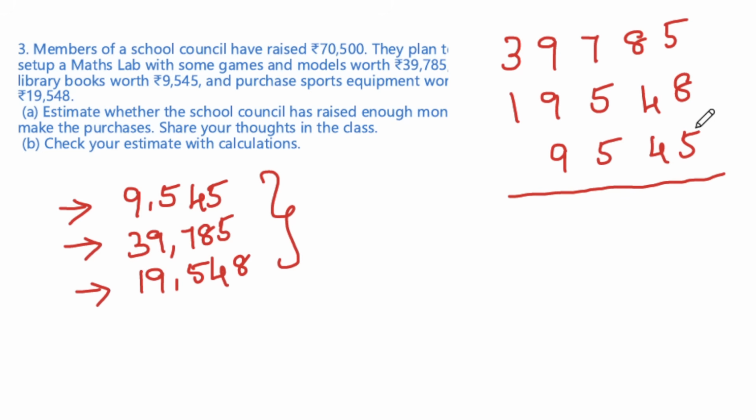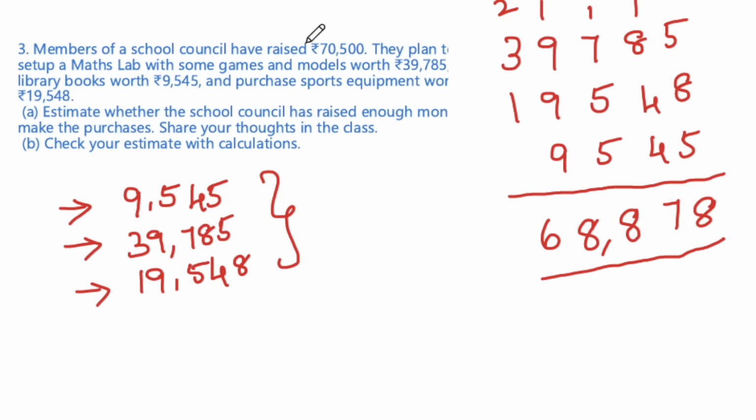So now let's see. So we have 5 plus 5 is 10, 10 plus 8 is 18. So 8 balance 1. 4 plus 4 is 8. 8 plus 8 is 16. 16 plus 1 is 17. So 7 balance 1. 5 plus 5 is 10. 10 plus 7 is 17. 17 plus 1 is 18. 8 balance 1. So 9 threes are 27. So 27 plus 1 is 28. So 2 here. So 3 plus 2 is 5. 5 plus 1 is 6. So 68,878.